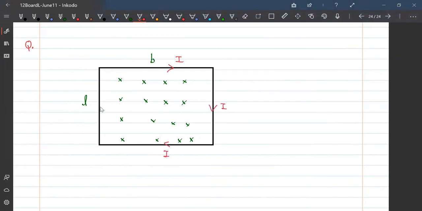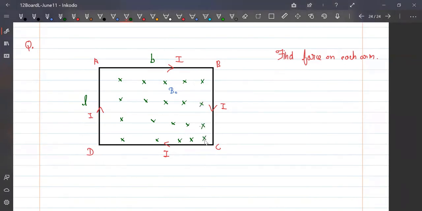So what you have to do, find force on each arm, that is AB, BC, CD, DA. Question is, find force on each arm. The value of magnetic field, you can take it as B naught. So along with the magnitude of the force, you also have to calculate the direction. Sir, the net force will be zero, right? The net force will be zero.